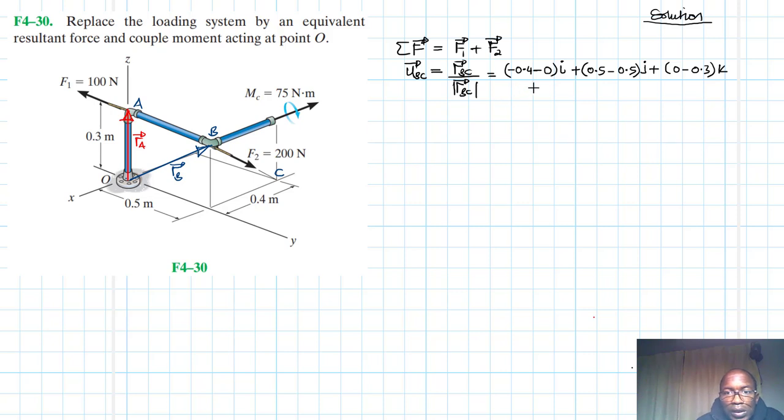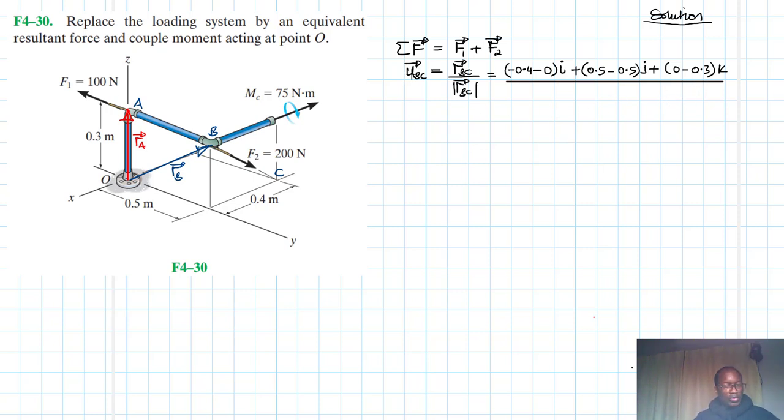Let's check out. Before I go to the magnitude, let me check. So the coordinates of C in the X is minus 0.4. Coordinates of B in the X is 0. Coordinates of C in the Y is 0.5. Coordinates of B in the Y is 0.5. Coordinates of C in the Z is 0. Coordinates of B in the Z is 0.3.